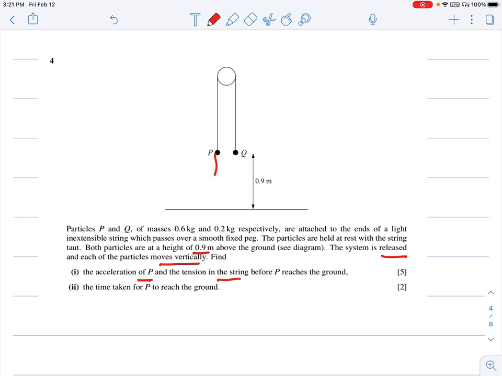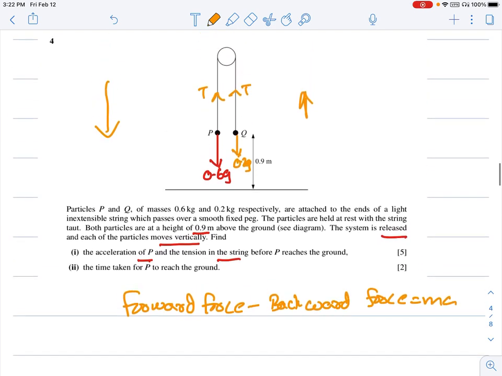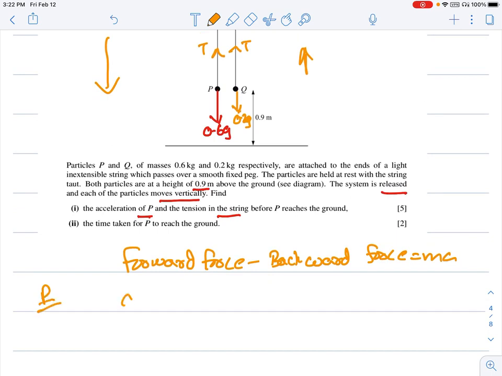So P is 0.6 kg. Let me draw that one, straight line. 0.6 g, whereas Q is 0.2 g. Tension upwards towards the pulley. Now P comes down and Q goes up. So the same concept again, we are using the same formula: forward force minus backward force is equal to ma. So my forward force in case of P will be, because it is coming down, 0.6 g.